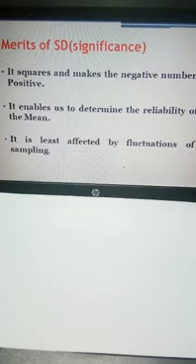Okay, the next is it helps to determine the reliability of the mean. If the value of the standard deviation is low, we can say the mean is reliable. If its value is very high, then it puts a question mark on the reliability of the mean. We can't say whether the mean is reliable or not. Okay, next, it is least affected by the fluctuation of sampling.